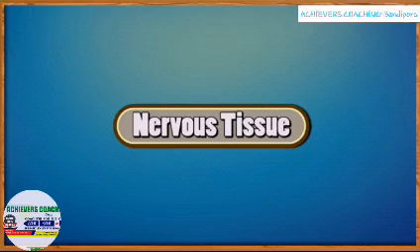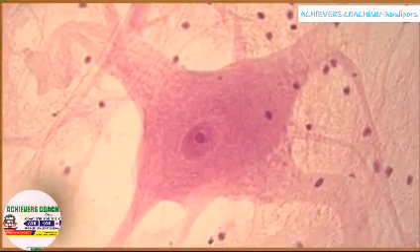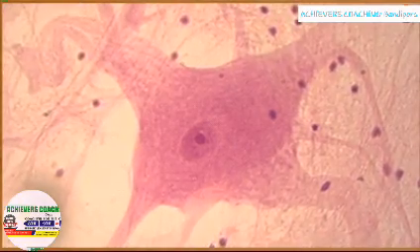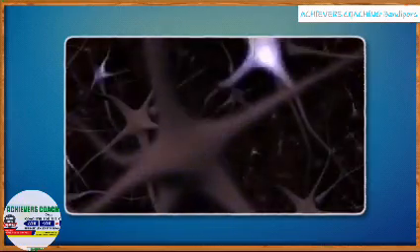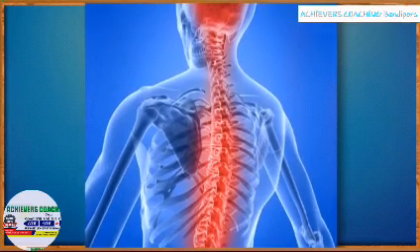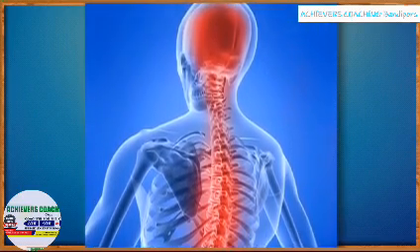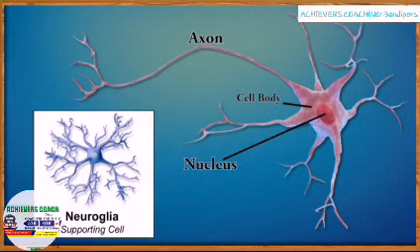Nervous tissue. All cells possess the ability to respond to stimuli. However, cells of the nervous tissue are highly specialized for being stimulated and then transmitting the stimulus very rapidly from one place to another within the body. The brain, spinal cord and nerves are all composed of the nervous tissue. The cells of this tissue are called nerve cells or neurons.